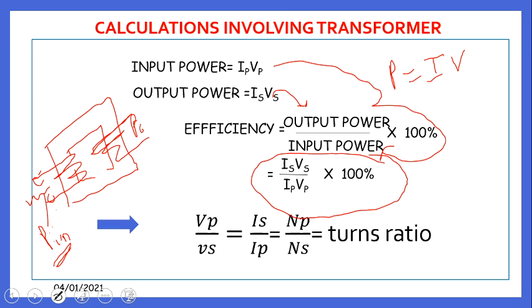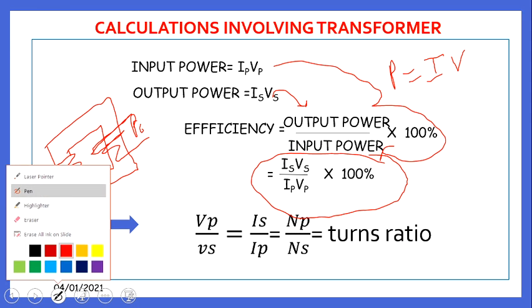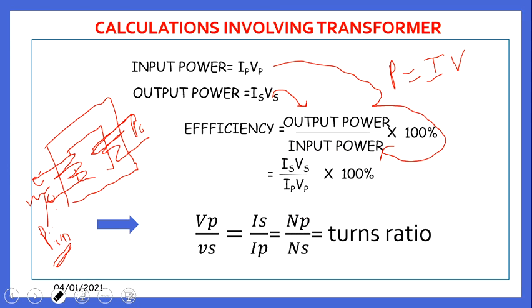Also, we have another part of the equation, which is what? VP over VS equals IS over IP, which is the same thing as IS over IP multiplied by NP over NS. Now, how did I arrive at this particular equation? Everything is derived from this, as we are going to see from my explanation now.